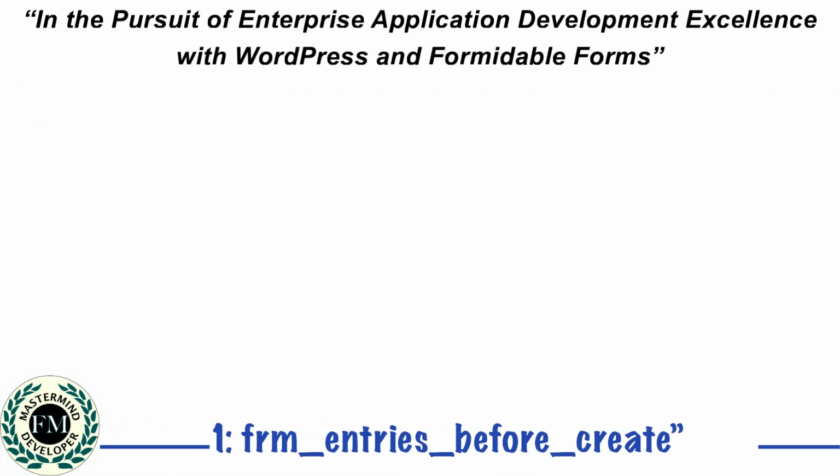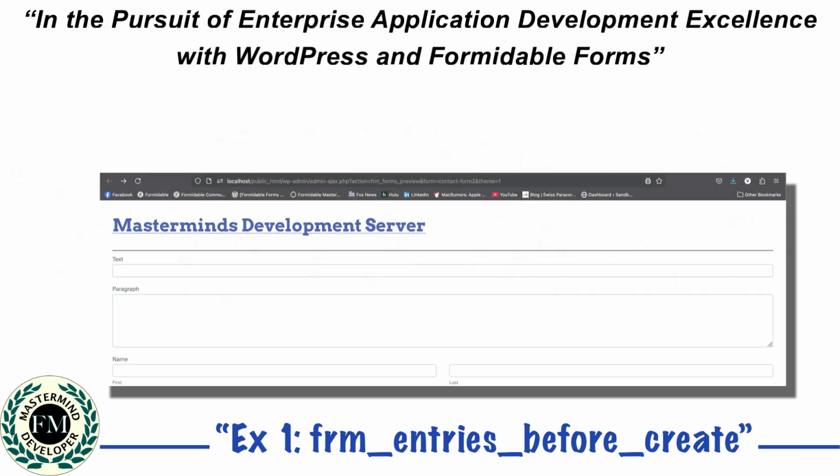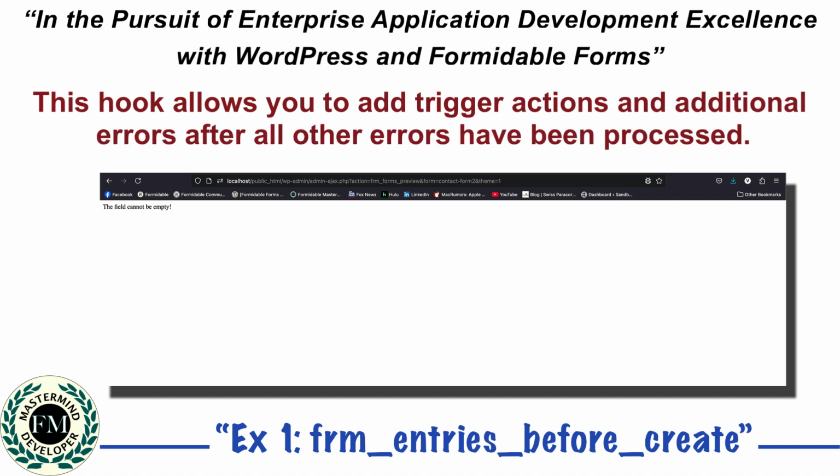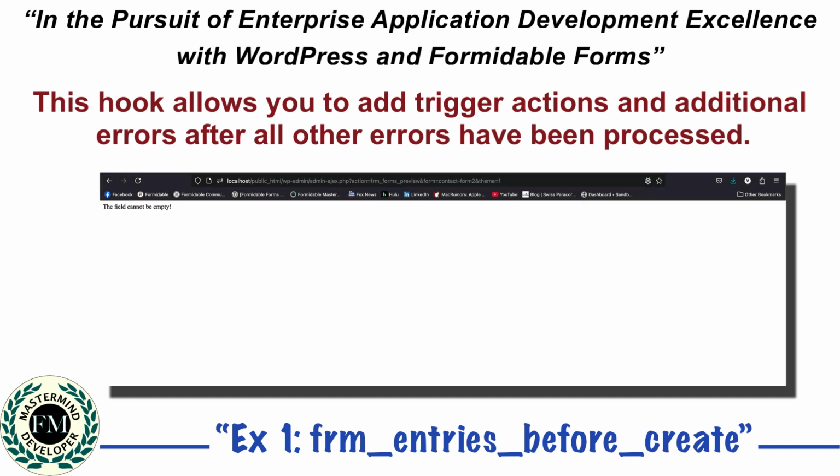Let's see this in action. Imagine you want to validate a form submission to ensure a certain field isn't empty. You'd use the form entries before create hook like this. With this code, if a specific field in your form is empty, the form submission will stop, and the user will see an error message.